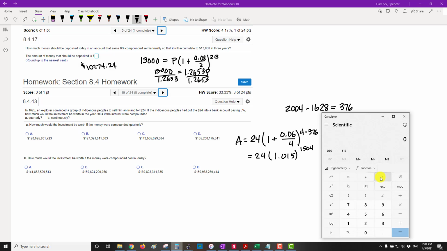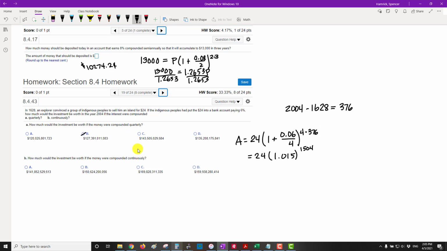So let's clear our calculator and we'll put 1.015, and we're going to come down and find this x to the y button, which is pretty common on these calculators, to the 1504. We must do the exponent first, and then we do the multiplication times 24. And so you see we get this very large number that starts with 127,391. So let's come over and find the number that starts with 127,391. And you can continue to follow those numbers out to make sure the rest of them are the same. And in fact, they are. 011083. So that means answer choice B is the correct answer for compounded quarterly.